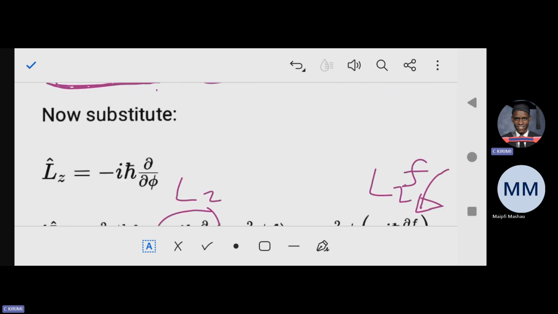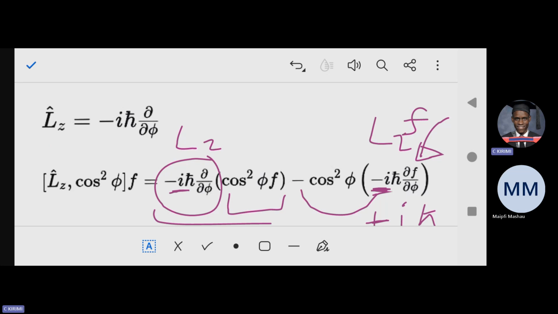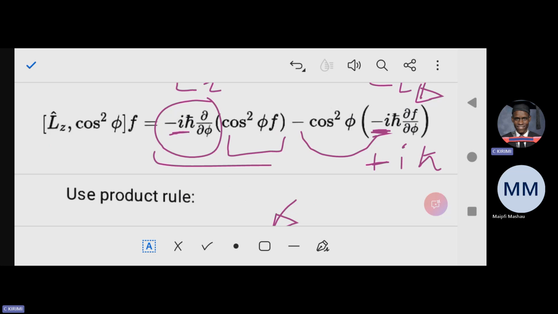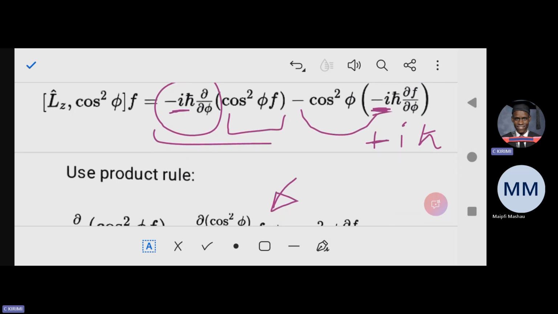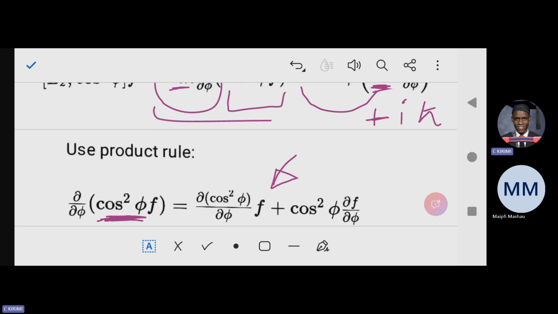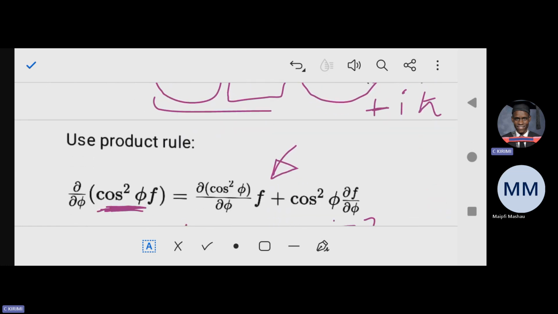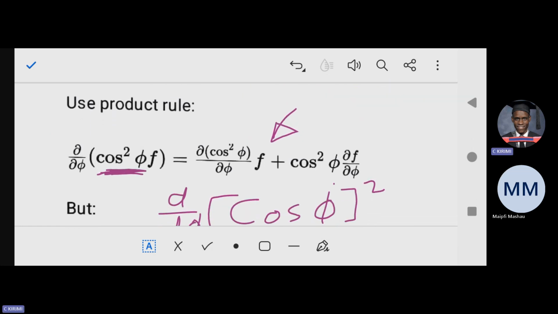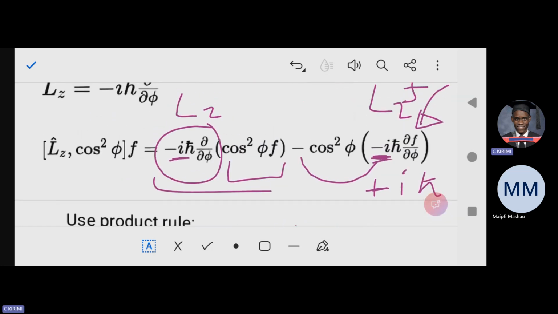Then you substitute the LZ that you have substituted. Then from substituting the LZ, you identify that partial phi of cos squared phi of f is a product rule. So for the product rule, differentiate the first, keep the second one constant, plus keep the first one constant, differentiate the second one. That is the product rule. Not forgetting that I H bar was outside.